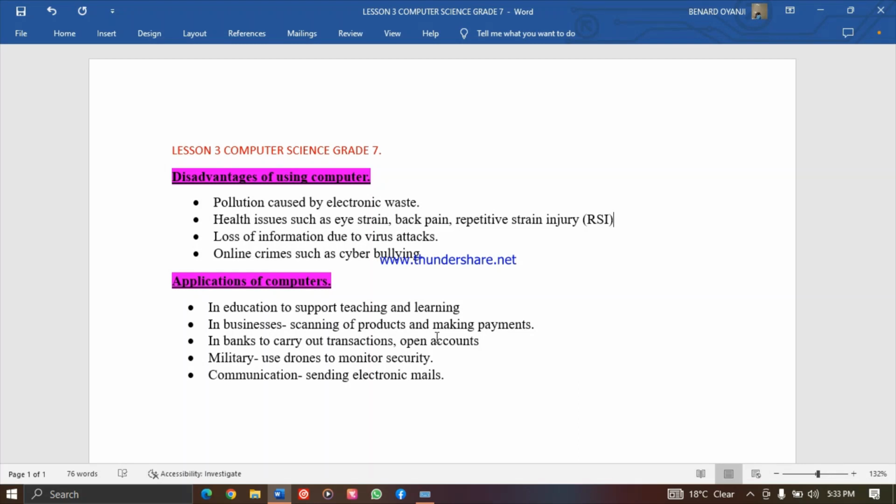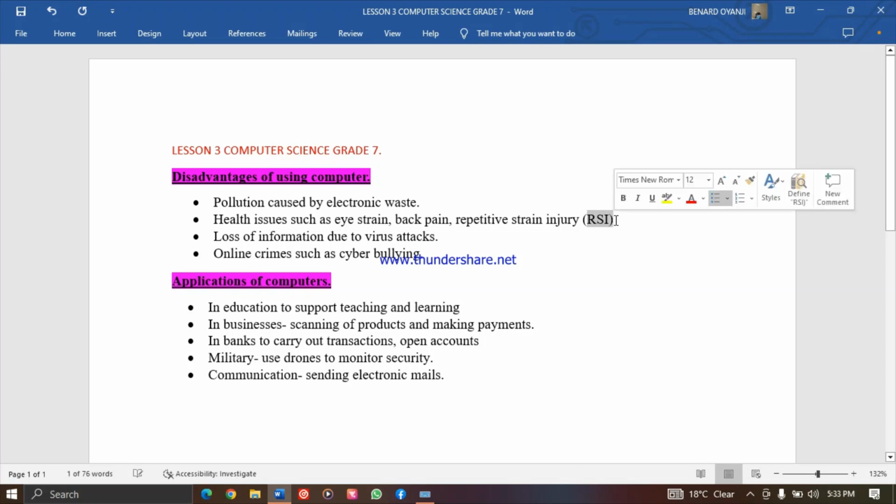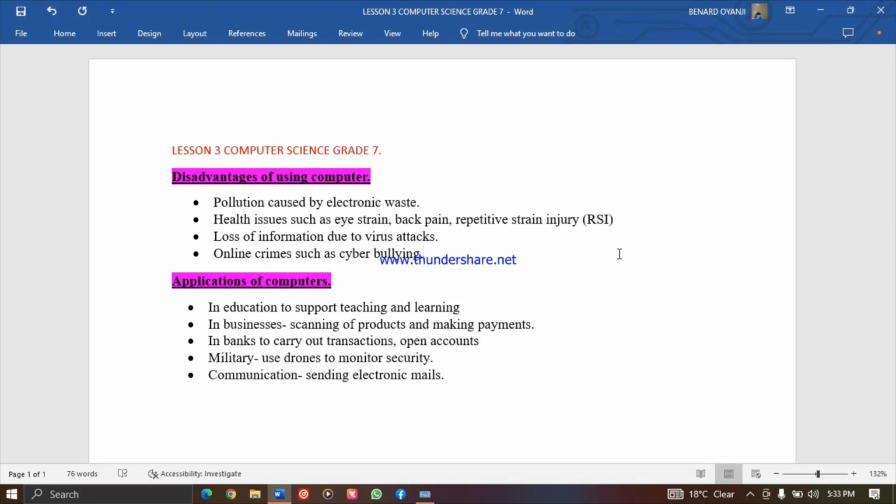They may have what you call repetitive strain injury, a condition caused by constant movement of your body parts, for example your wrists when using a mouse. So we have health issues associated with the use of a computer: eye strain, back pain, and repetitive strain injury, what we call RSI. It's just an abbreviation of repetitive strain injury. So when you use computers, you have to be aware that health issues are also a concern.